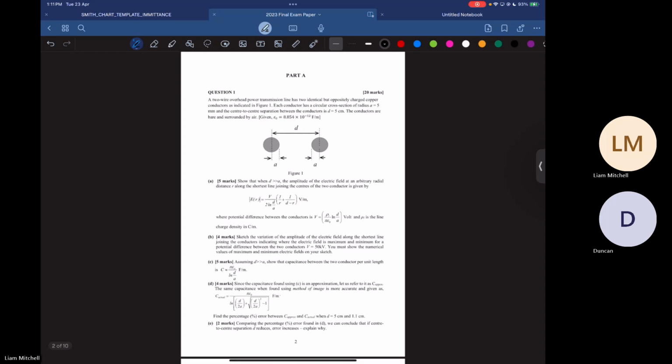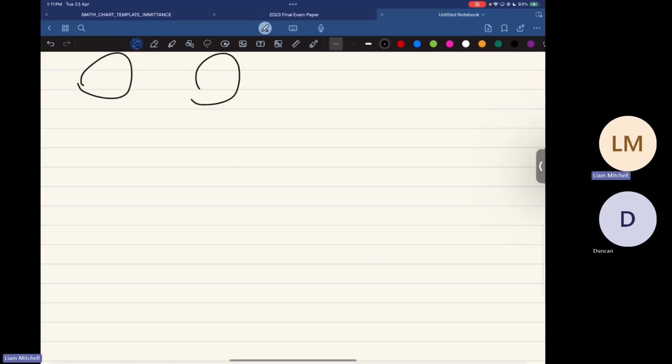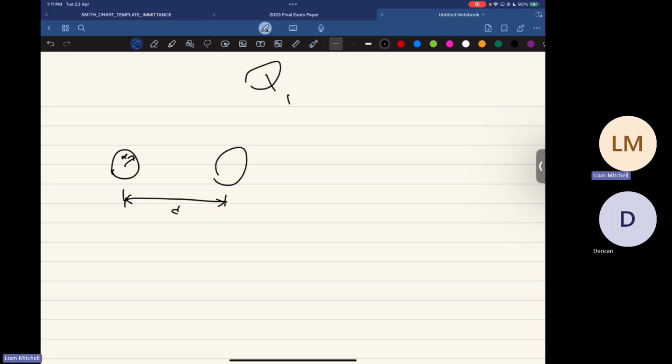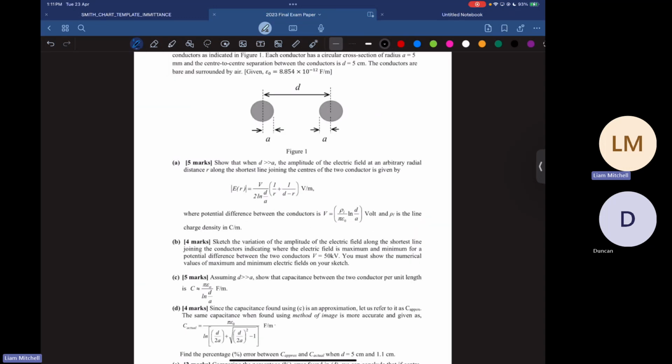Okay, so first question. Essentially we have two lines made of conductor, and we're given that they have a radius a and the distance between them is d. The first question asks us to show that the electric field is this, for d much larger than a.